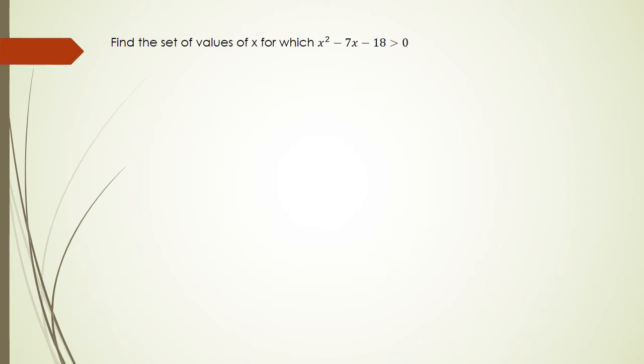Okay, so what we have is, it says find the set of values for x for which this particular quadratic is greater than 0. Hopefully for this type of question you should have done some sort of parabolas before, and that would make this question quite easy to answer. But what we're going to do is deal with the quadratic first. So we've got x squared minus 7x minus 18, and we want to know when it's greater than 0.